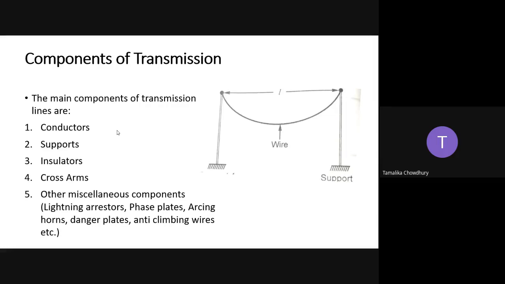Aluminium conductor steel reinforced. These are actually our conductor types: copper, aluminium, steel, ACSR or aluminium conductor steel reinforced. These are all the conductor materials.